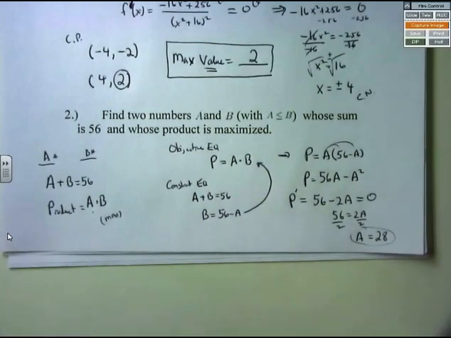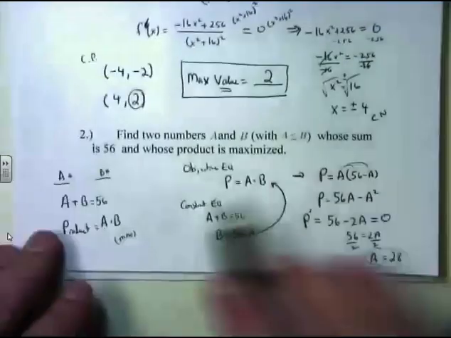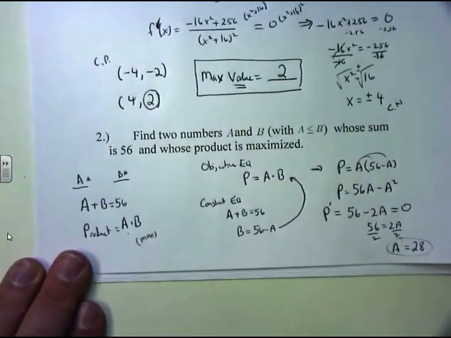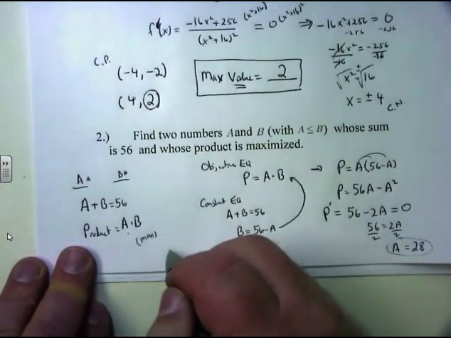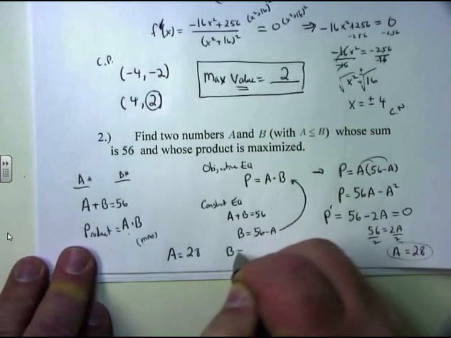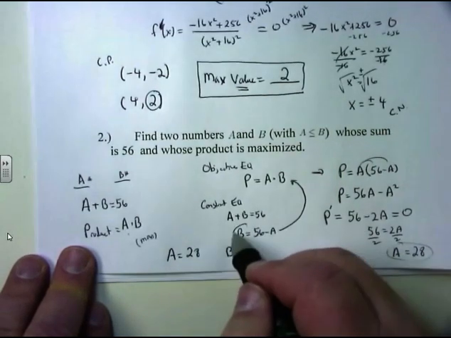Okay, but the last step, and really what I'm trying to do here is kind of mimicking this step here, is go back and answer the question. We're supposed to find two numbers whose product is to be maximized. So the two numbers is A has to be equal to 28, and therefore B has to be what? Well, to figure out what B is going to be, go back to the constraint equation.